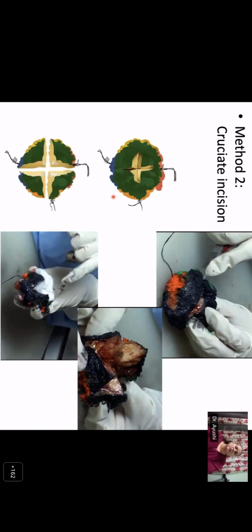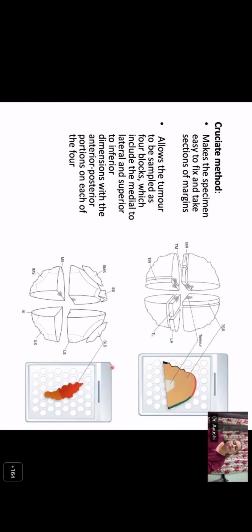Another method, for a very small specimen, is to give a cruciate incision through the posterior aspect, and in that manner you can open up the specimen in the form of an orange. The advantage of this method is that in taking a limited 4 sections, you can give all the different margins as well as the tumor sampling. This is especially useful for smaller specimens, but as I said, in this kind of specimen, you will have to use multiple inks rather than a single ink if you use this kind of incision.